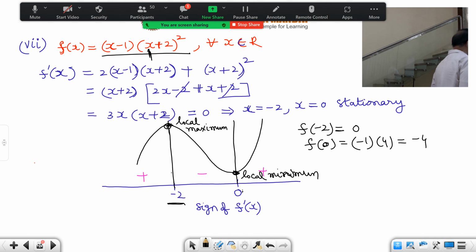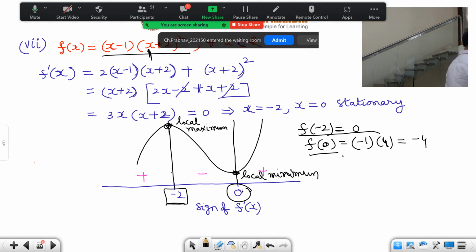Okay. So the final answer can be written like this. x equal to minus 2 is a point of local maximum, and the local maximum value is f of minus 2, that is equal to 0. Next, x equal to 0 is a point of local minimum, and the local minimum value is f of 0, that is equal to minus 4. So that's all.